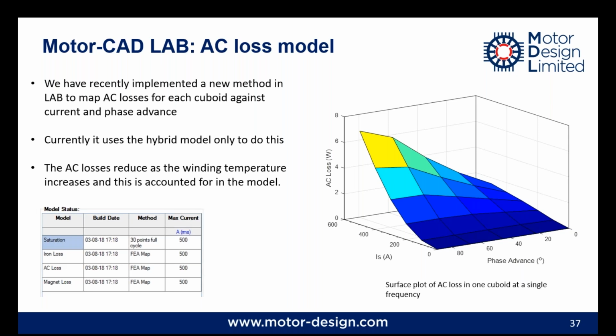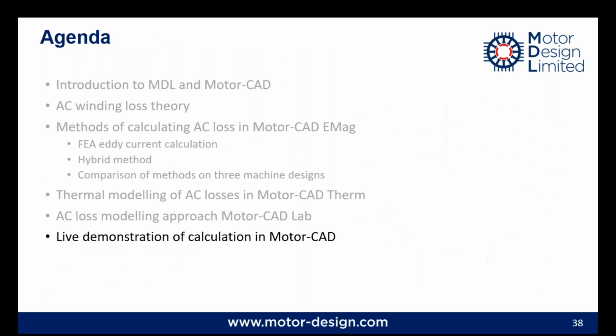The other thing is that the variation of AC losses with temperature is important to capture, and not just in the Lab module, but in all of the modules, we account for how the AC losses reduce as the winding temperature increases, whereas the DC losses increase as the winding temperature increases.